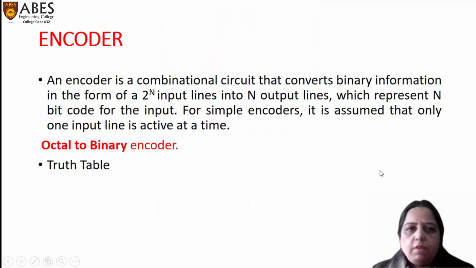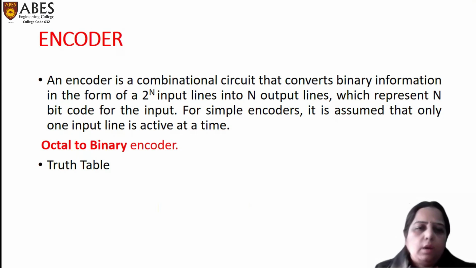So first of all, we will start with the encoder part. Encoder is a combination circuit that converts binary information in the form of 2 to the power n input lines into n output lines, which represent n bit code for the input. For simple encoders, it is assumed that only one input line is active at a time. To explain the encoder in more detail, we will discuss the octal to binary encoder. Octal stands for 8, while binary stands for 3. So we will have 2 to the power 3 inputs, that is 8 inputs, and 3 outputs in the form of binary.